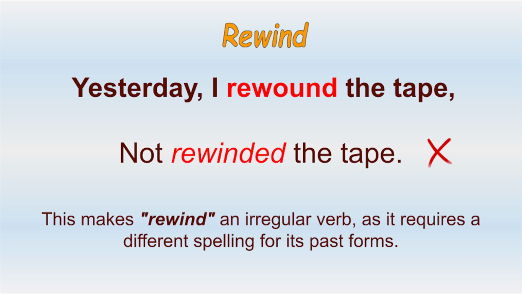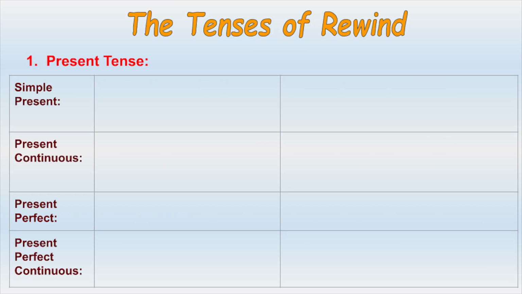The fact that both the simple past and the past participle of rewind is rewound may cause some confusion when applying the tenses. So let's look at the different tenses of rewind with examples. For the present tense, we have the simple present, the present continuous, present perfect, and present perfect continuous.